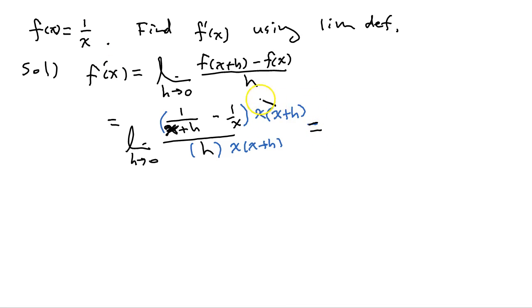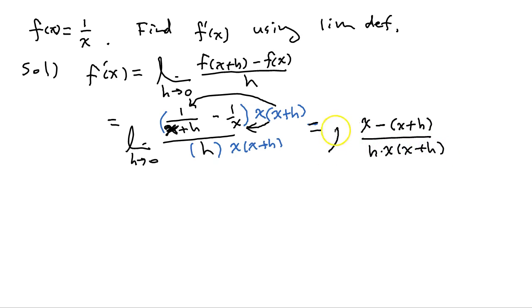x times x plus h, if that gets multiplied to the first one, x plus h and x plus h will cancel, but x will survive, so you're going to get x from the first one. How about this times this? If this gets multiplied to 1 over x, x and x cancel, but x plus h survives, and you get x plus h left. And it's very important that you don't forget this parenthesis. If you forget the parenthesis, you will end up with the wrong answer. And then in the denominator you have h times x plus h, and now you have to send h to 0.